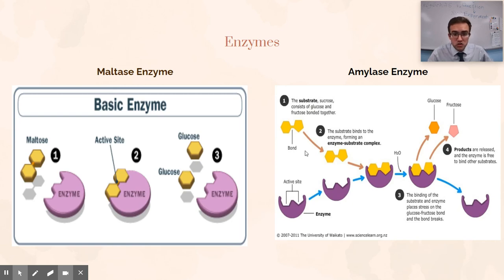Amylose is a common sugar, or common saccharide, found in carbs. The protein that breaks down amylose is amylase. So if it's the ASE ending, that refers to the enzyme that breaks down that sugar.